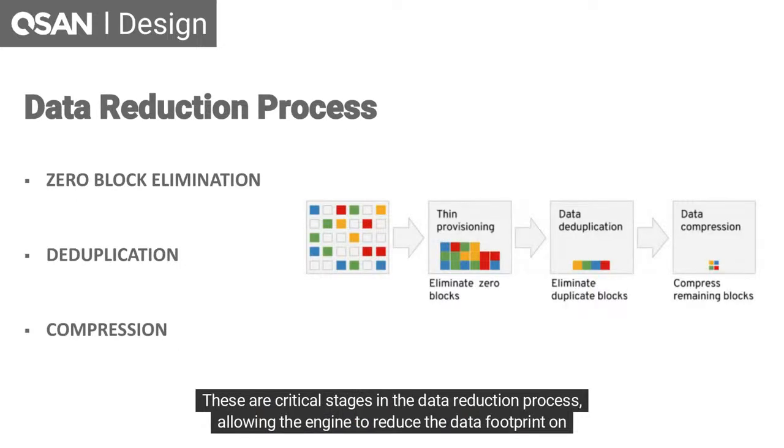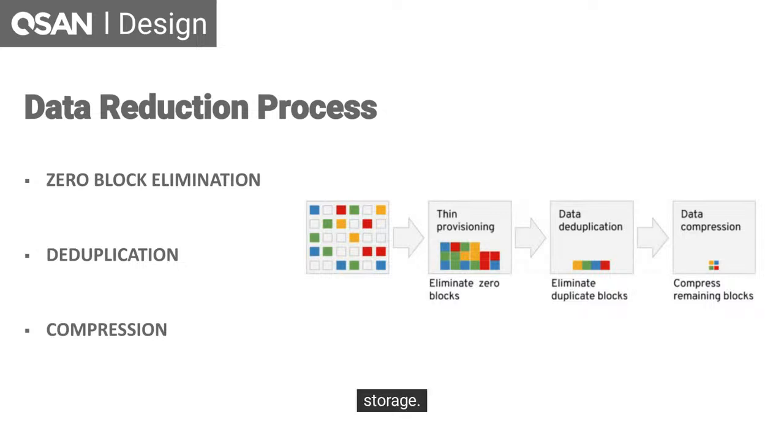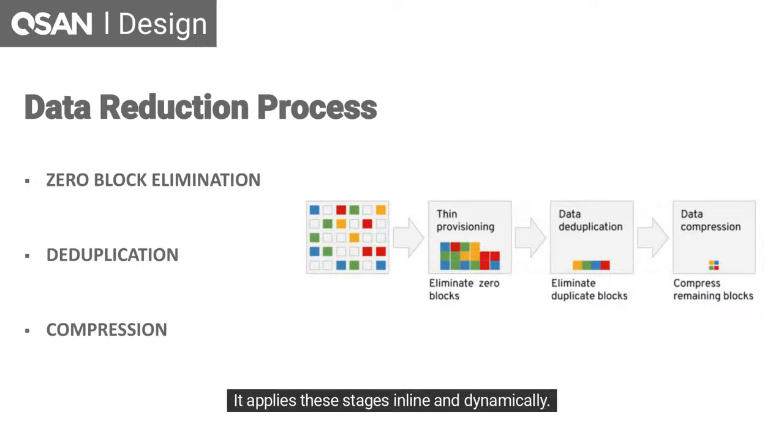These are critical stages in the data reduction process, allowing the engine to reduce the data footprint on storage. It applies these stages inline and dynamically. Each algorithm in the data reduction function is discussed below.